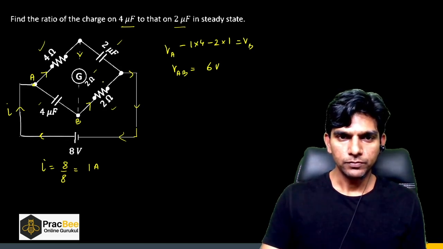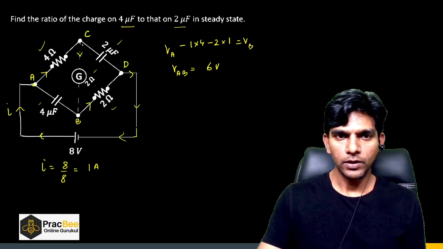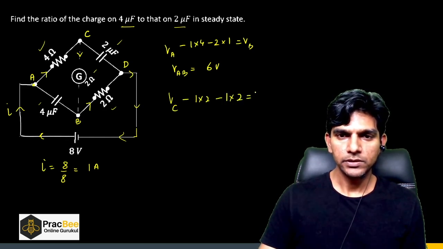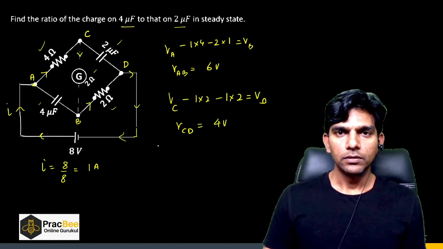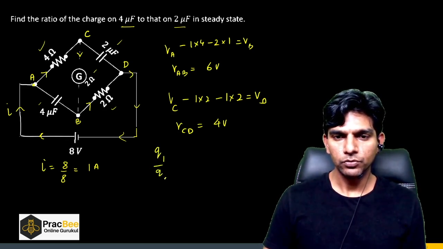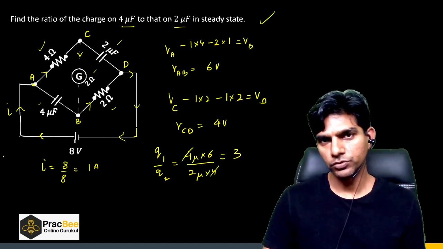Now, if I move from C to D along the current, we can say VC minus 1 times 2 minus 1 times 2 is equal to VD. So the potential drop across the 2 microfarad capacitor will be 4 volts. Right, so we want to find the ratio of the charge. So Q1 by Q2 will be 4 micro times 6 divided by 2 micro times 4. This comes out to be 3. So 3 is the answer of this question.